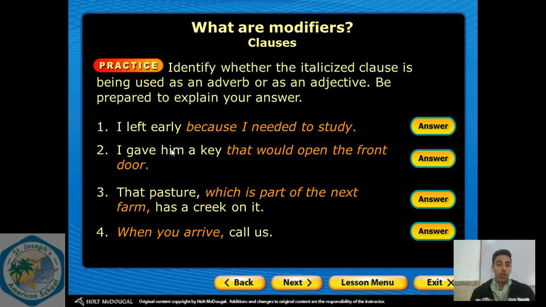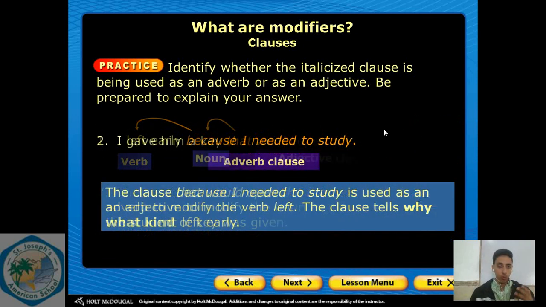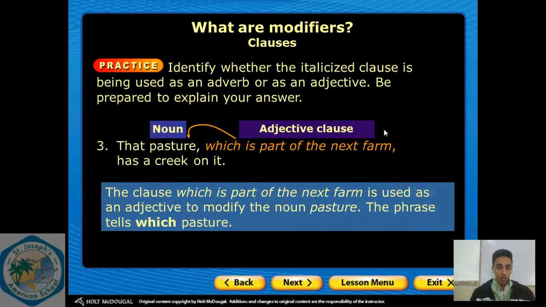The next one: that pasture, which is part of the next farm, has a creek on it. Which pasture? Which is part of the next farm. Excellent work, yes, this is an adjective clause, a dependent clause behaving as an adjective. The last one, and I hope you got this one right as well: Call us when you arrive. It's modifying when should I call, so this is an adverb clause. So here are the answers.